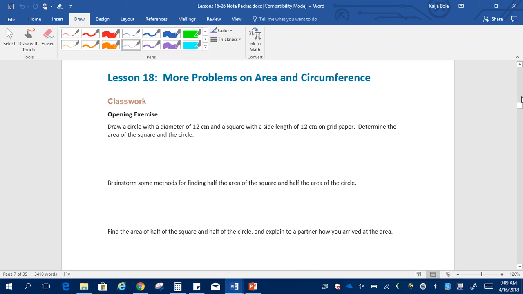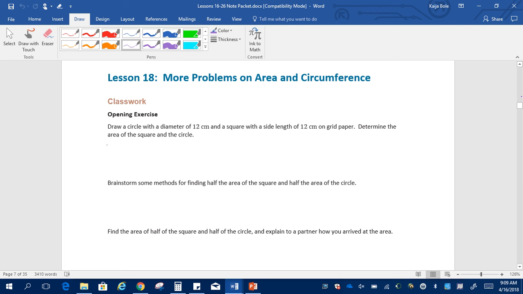Alrighty, here we are on lesson 18, more problems on area and circumference. So this lesson is just some more different types of example problems that we need to use both the area and circumference formulas for. So in the opening exercise, it says draw a circle with a diameter of 12 centimeters and a square with a side length of 12 centimeters on grid paper.